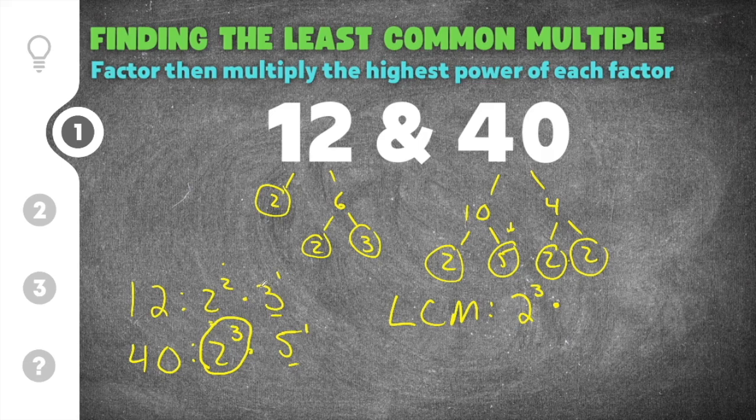We're just going to use 3 to the first and 5 to the first because they are the highest power of each factor. So we're going to use 3 and we're going to use 5. So to find the least common multiple of 12 and 40, we're going to multiply 2 to the third times 3 times 5. And when we multiply those together, we will get 120. So the least common multiple of 12 and 40 is 120. And I got that because I multiplied the highest power of each factor together.